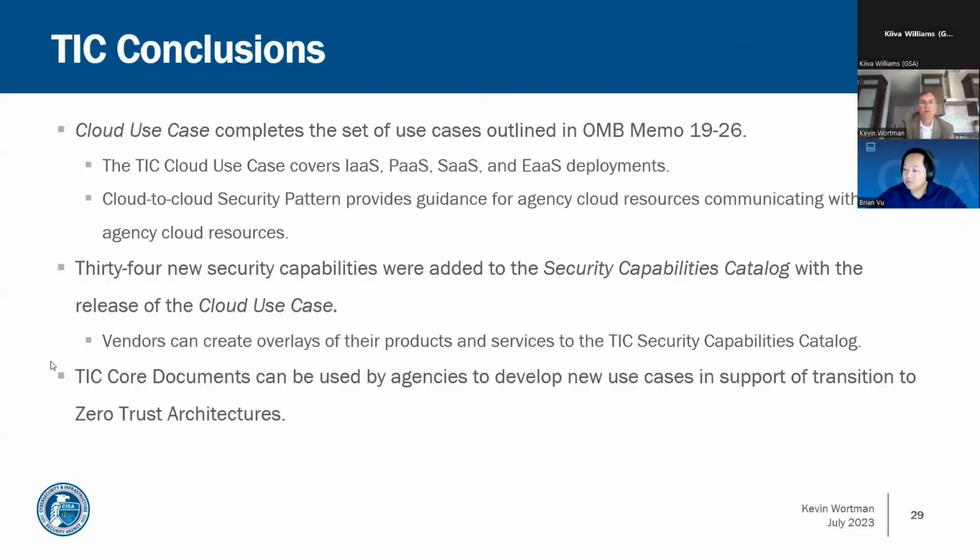So, just some conclusions. Next slide, please. To summarize what we've talked about here: the release of the cloud use case for TIC 3 is the final use case that was mandated for CISA to create under OMB policy 19-26. That doesn't mean that TIC is going away. It just means that we will be using the concepts and ideas as we build out services and as we talk to agencies and help them when they come to us for guidance.